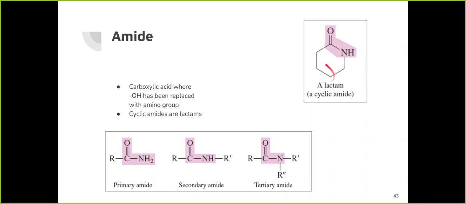You can have cyclic amides. These are called lactams. So you've got a double bond O here, but then you have this amino group in the chain of the ring, and this is called a lactam. Any questions there?